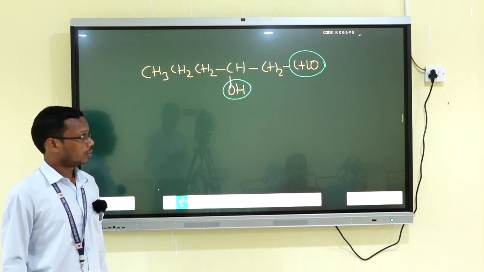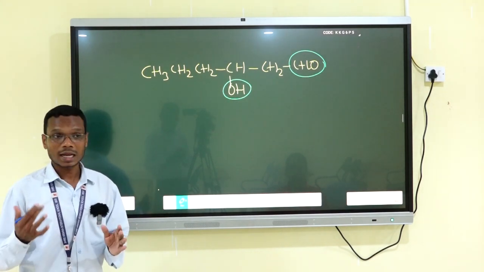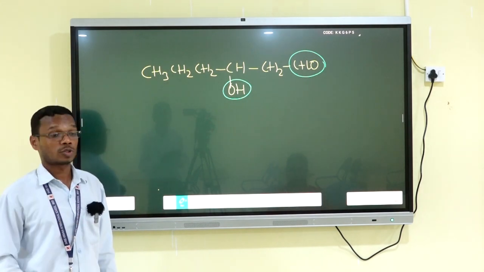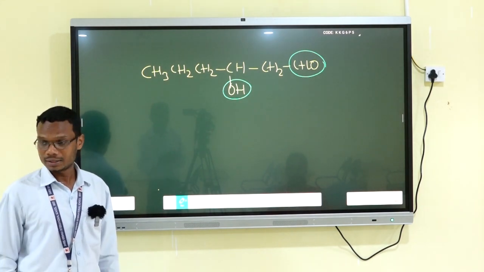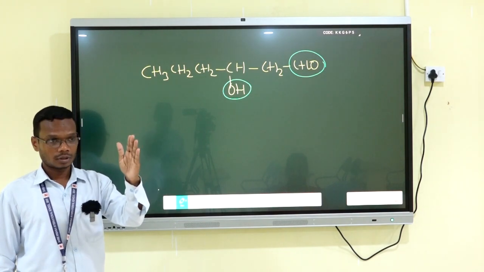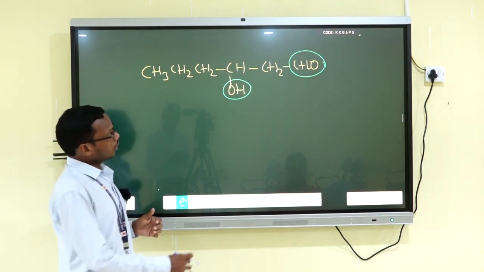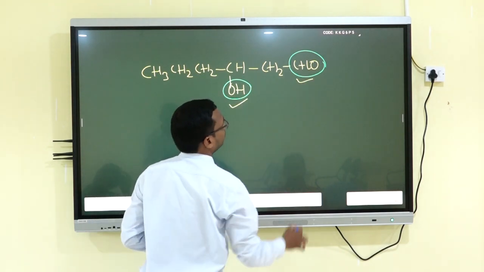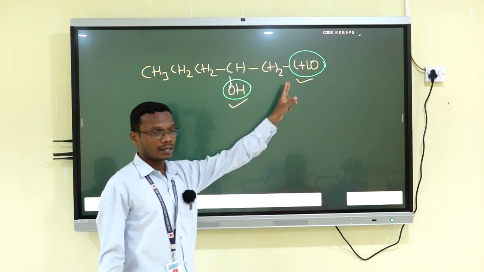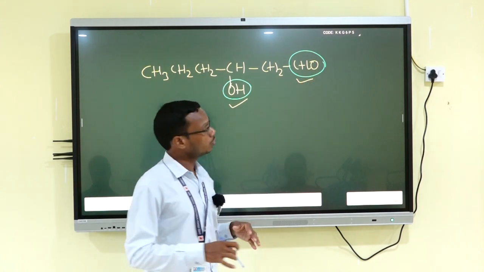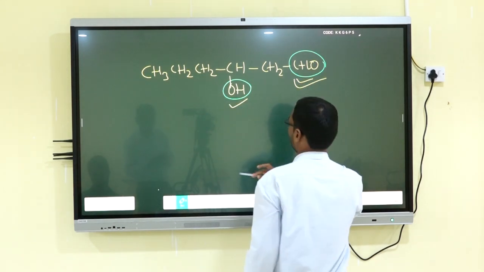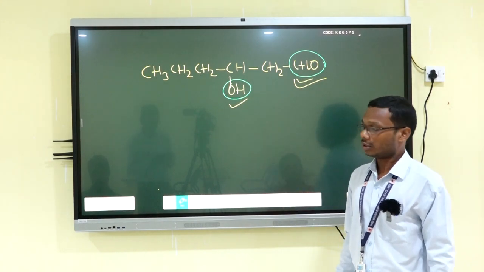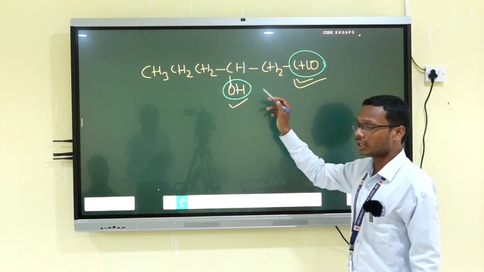Remember, if there are alcohol, aldehyde, and carboxylic acid groups, then first preference goes to carboxylic acid, then aldehyde. It is the rule of naming of organic compounds. So here the groups are alcohol and aldehyde. Since alcohol and aldehyde are both present, we have to choose the important one, aldehyde. So OH becomes a substituent. If OH becomes a substituent, then what is the name? Hydroxy.